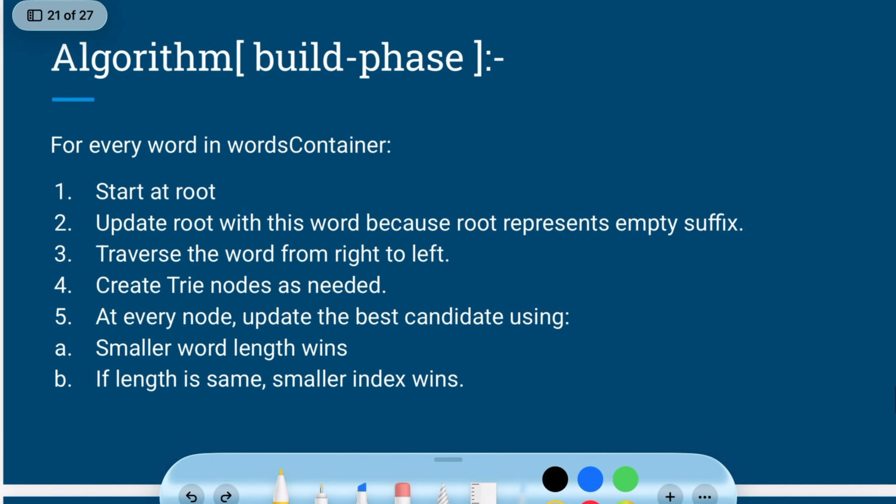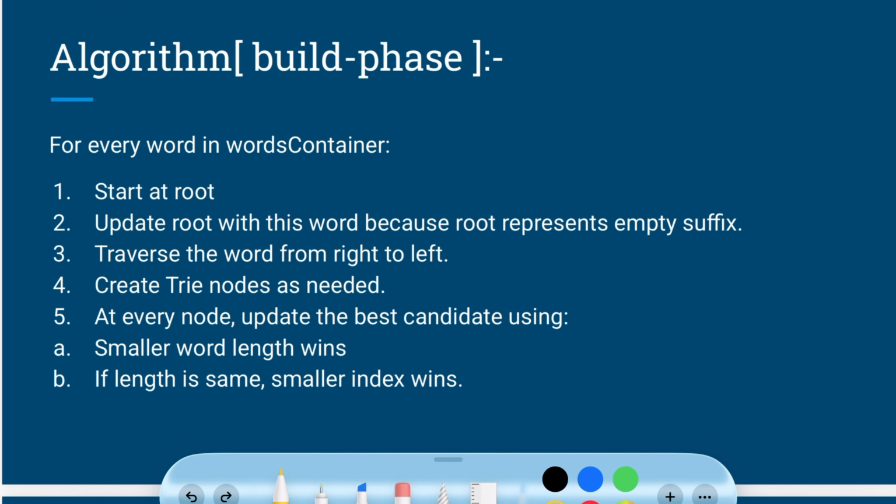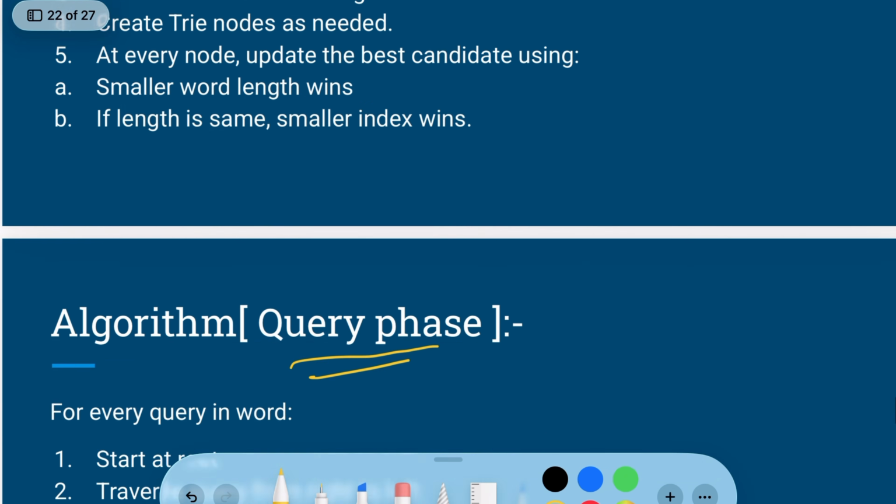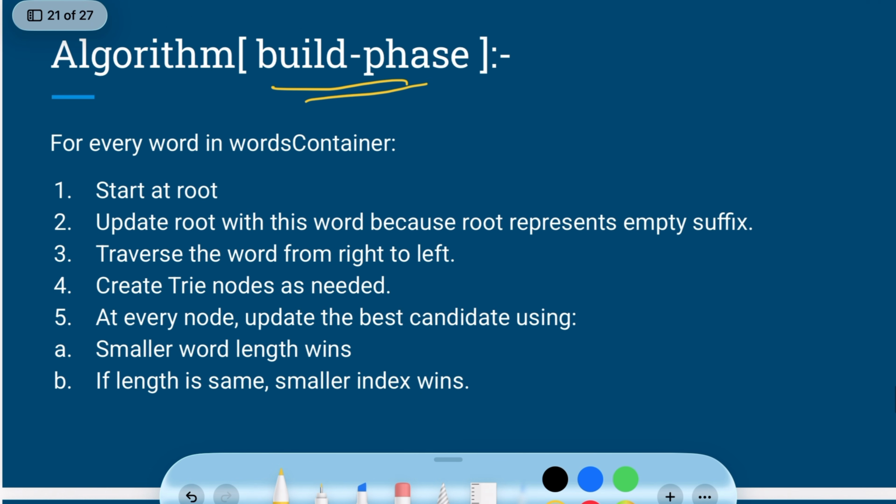The most important part here is the algorithm. There are two parts: the build phase and the query phase. Okay guys, so in both ways we need to create the algorithms, and for that you have to create the functions also. Basically we need to do that, right? Otherwise it will not work.